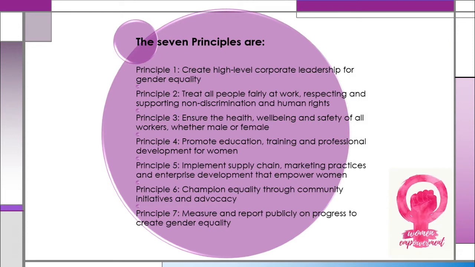The 7 principles are to create a high-level corporate leadership for gender equality, treat all people fairly at work, respecting and supporting non-discrimination and human rights, ensure the health, well-being, and safety of all workers, whether male or female, promote education, training, and professional development for women, implement supply chain, marketing practices, and enterprise development that empower women, champion equality through community initiatives and advocacy, and measure and report publicly on progress to create gender equality.